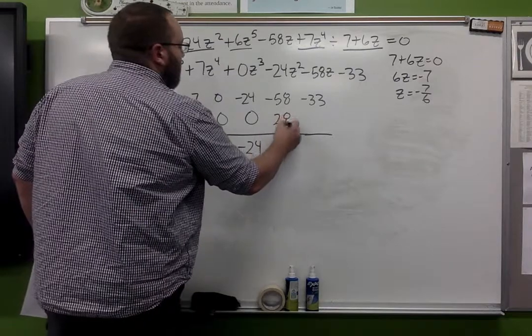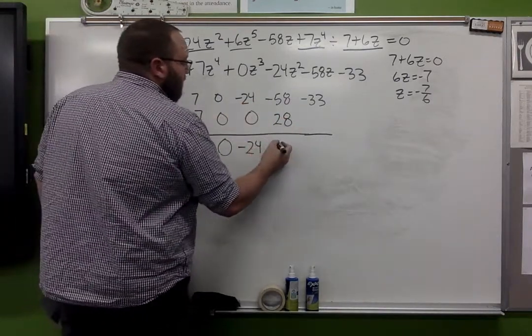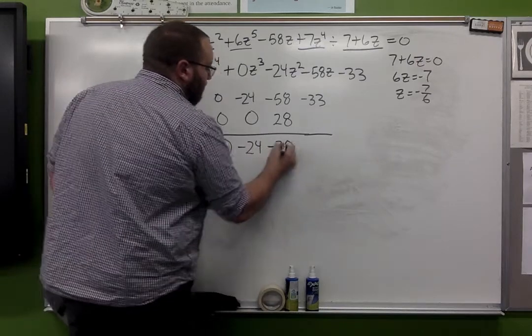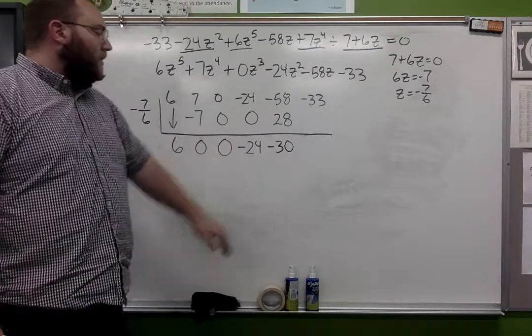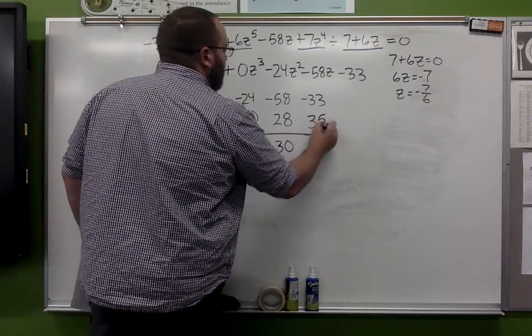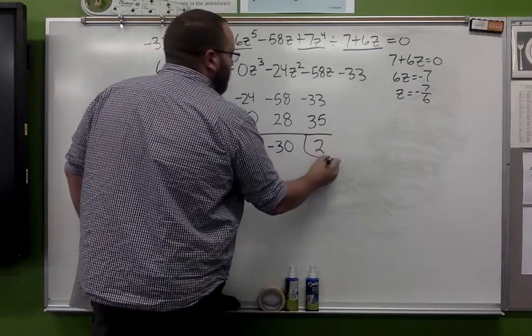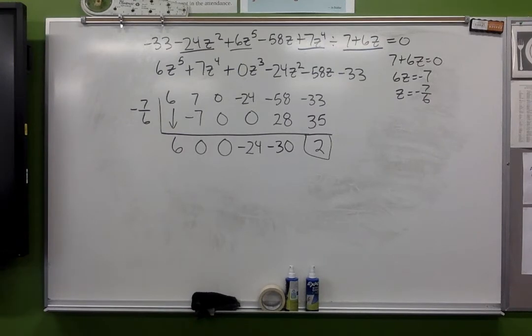Positive 28. Negative 58 plus 28 is negative 30. Negative 7 over 6 times negative 30 should be positive 35. That gives us a positive 2. Negative 33 plus 35 is 2 as our remainder.